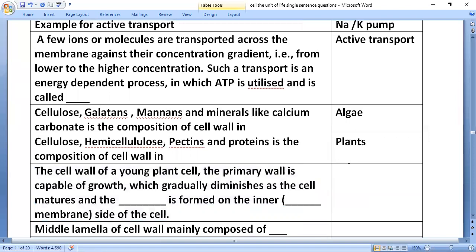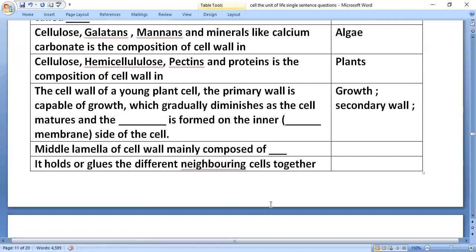In the cell wall of a young plant cell, the primary wall is capable of growth, which gradually diminishes as the cell matures, and the secondary wall is formed on the inner side of the cell. That means the secondary wall membrane is towards the inner side of the cell.